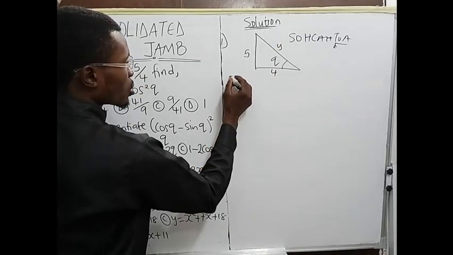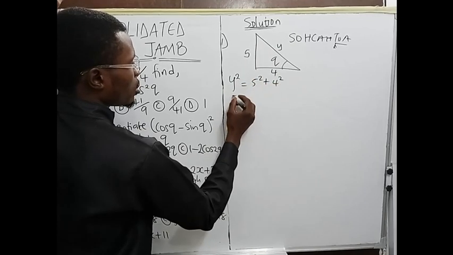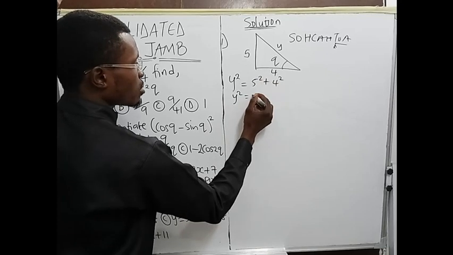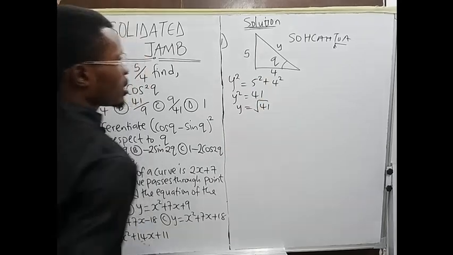So by Pythagoras, y square equals 5 square plus 4 square. So y square equals 25 plus 16, which gives us 41. And your y will be root of 41. That is your y.